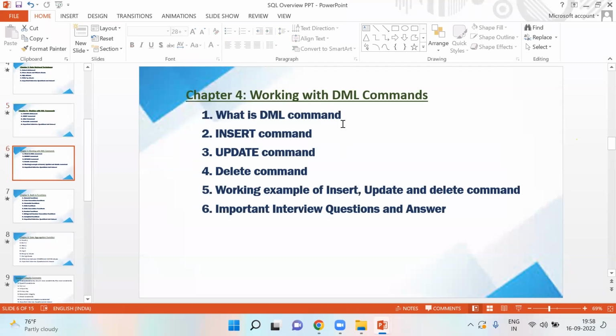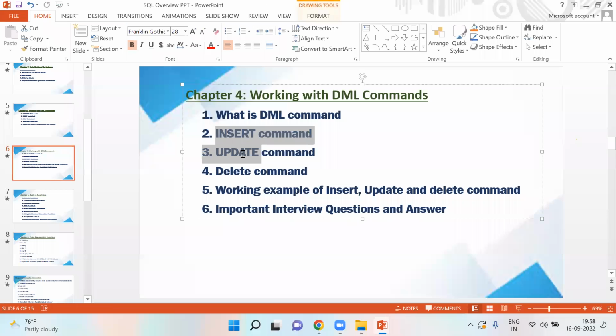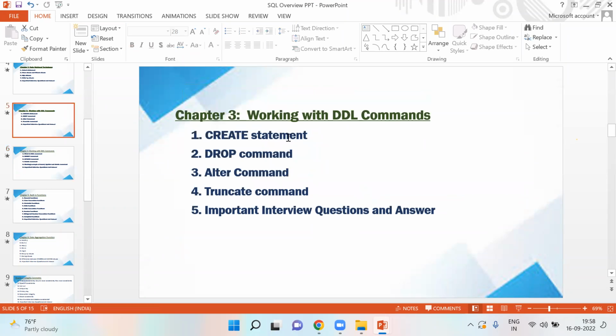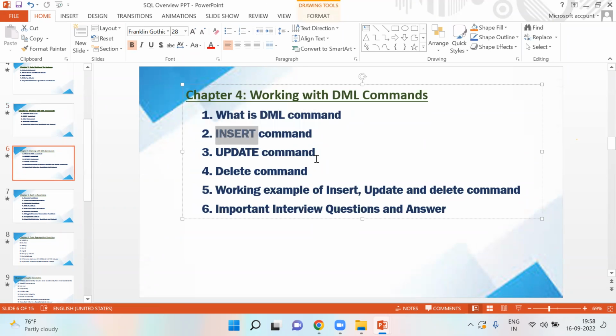And then working with DML commands. In DML, we'll have three commands: insert, update, and delete. Once you have created a table using the create command, you will insert the data using the insert command.